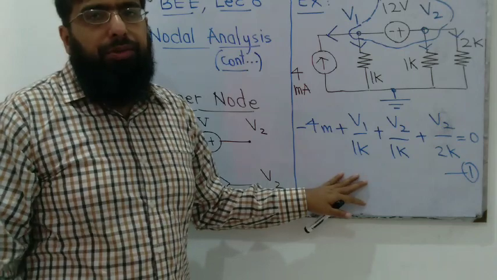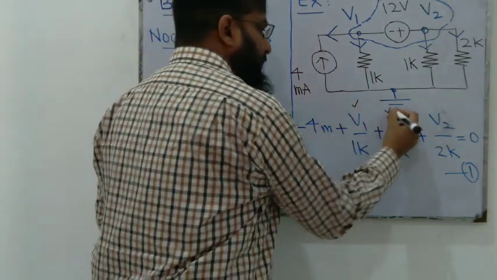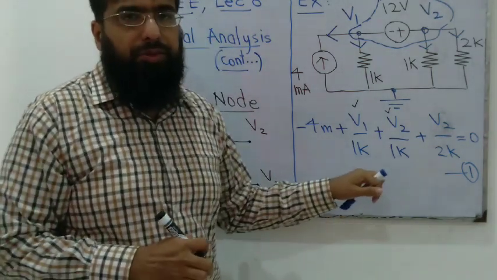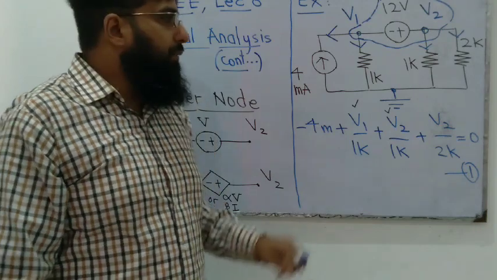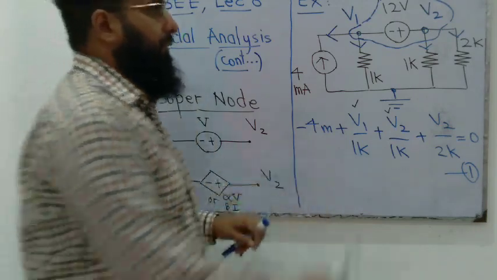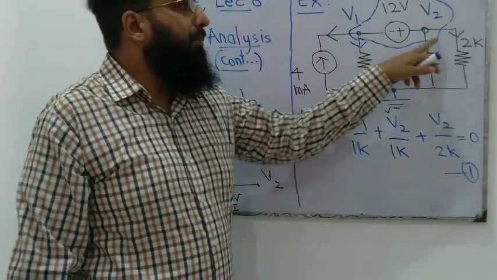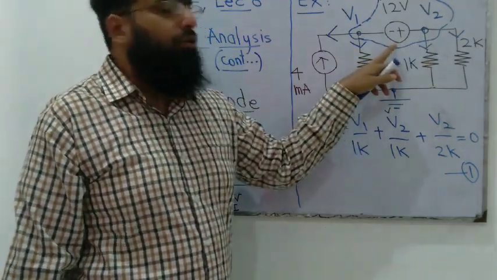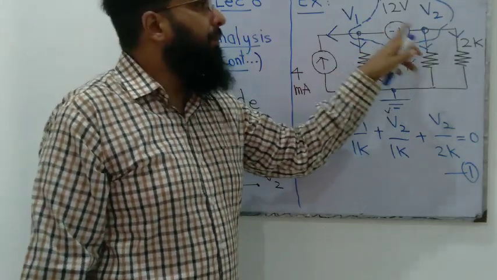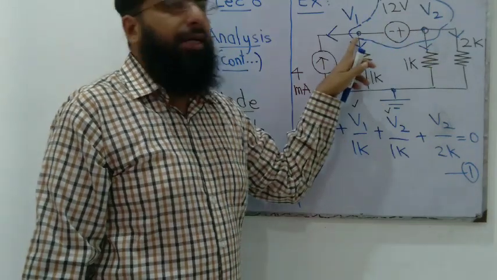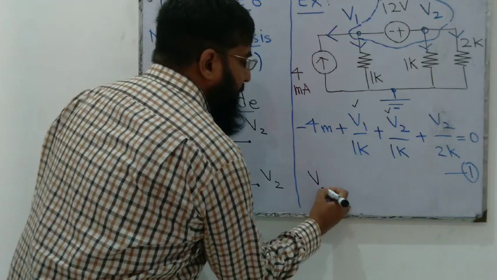Now we have only one equation and two variables, V1 and V2. How to handle this situation? We need one more equation to find out the values of V1 and V2. Where to obtain this? It's obvious. We have a 12 volt voltage source, and we know that the positive side of this voltage source will be 12 volt higher than its negative side because its magnitude is 12 volt. So we can easily write the second equation.